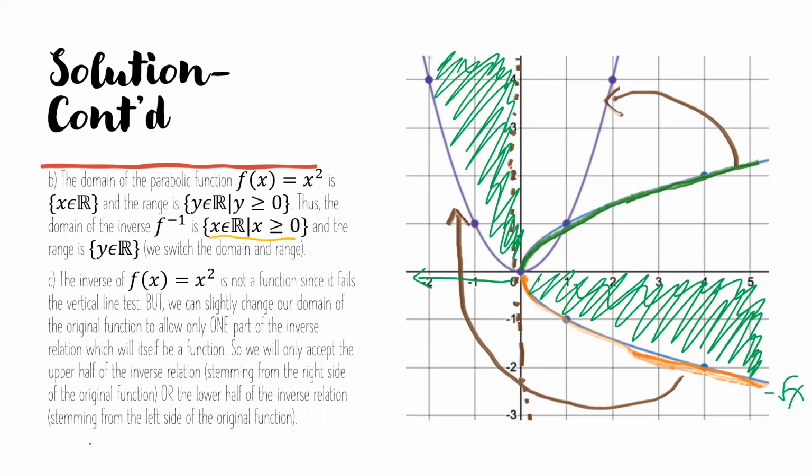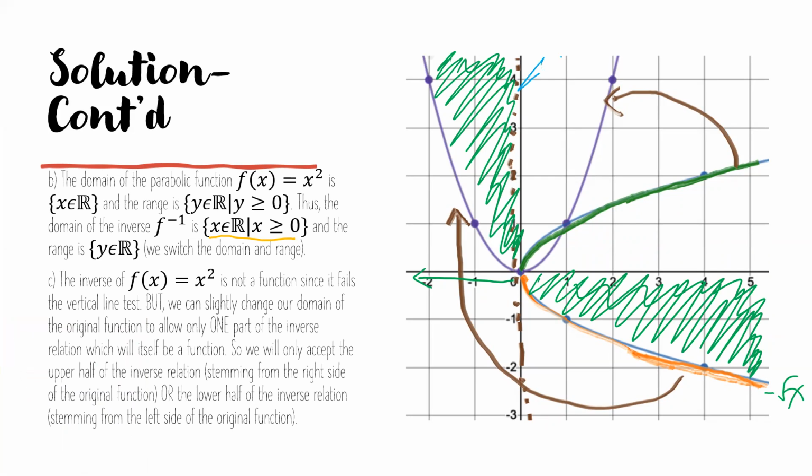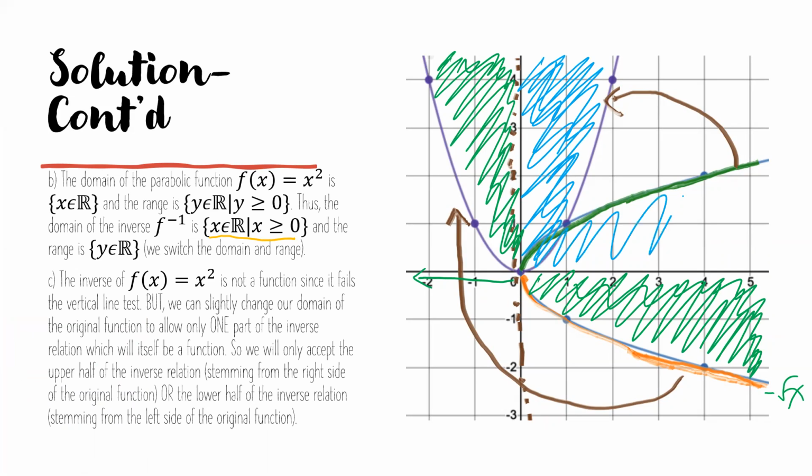Now, a good question is, what about the other side? Well, if I go to the right of the vertex, the right-hand branch of the parabola, I notice that will correspond directly with the upper half of the inverse relation. So if I restrict my domain to the right of the vertex, I will end up with the upper half of the inverse relation, and the upper half is simply the positive square root of x.